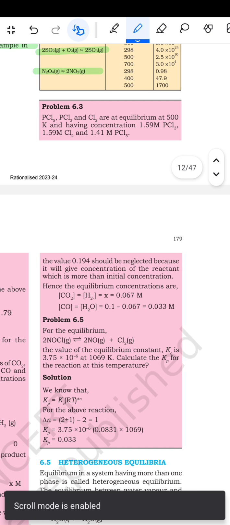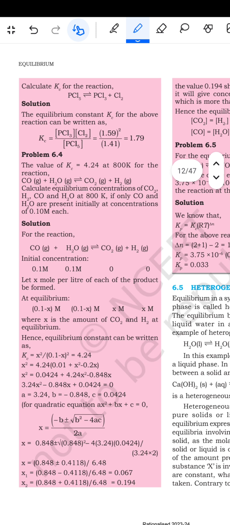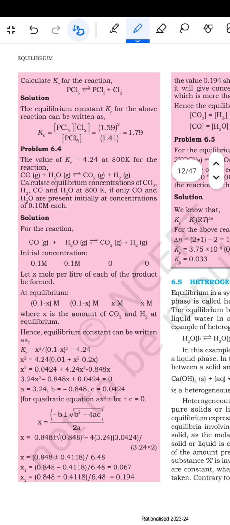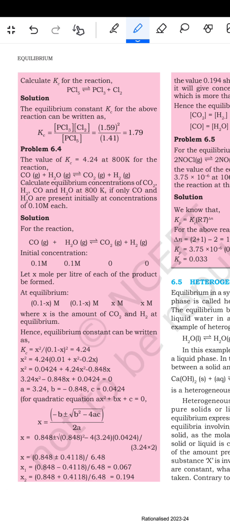If PCl5, PCl3 and Cl2 are at equilibrium at 500 K and have concentrations of 1.59 for PCl3, 1.59 for Cl2 and 1.41 for PCl5, calculate Kc for the reaction PCl5 going to PCl3 plus Cl2. The equilibrium constant for the above reaction will be Kc = [PCl3][Cl2]/[PCl5].